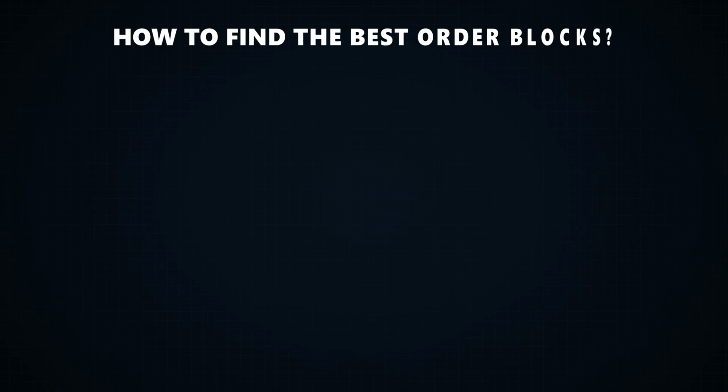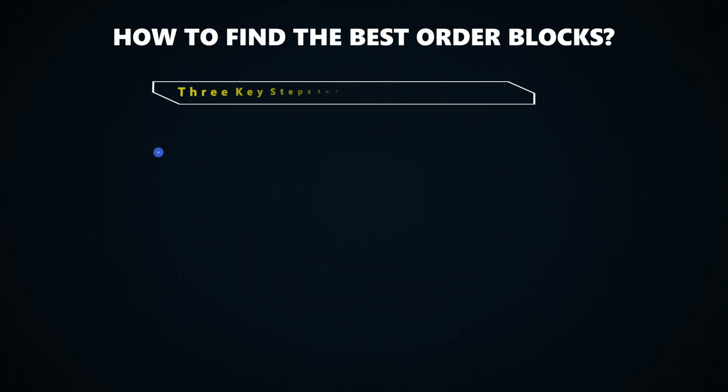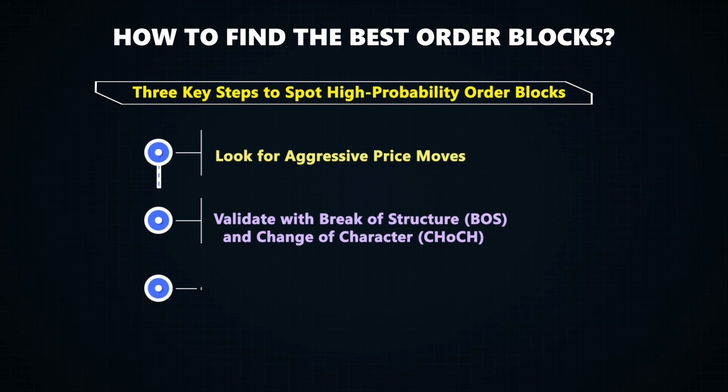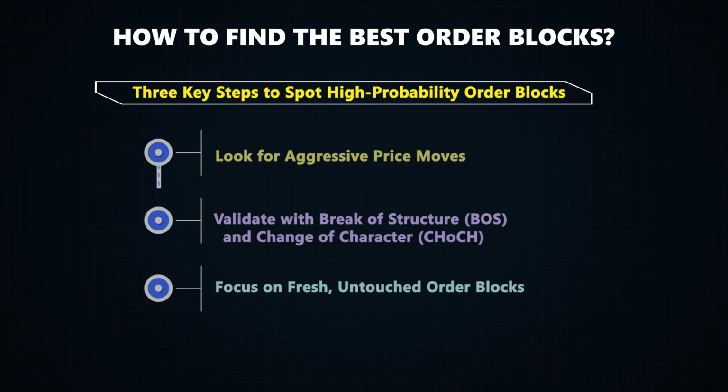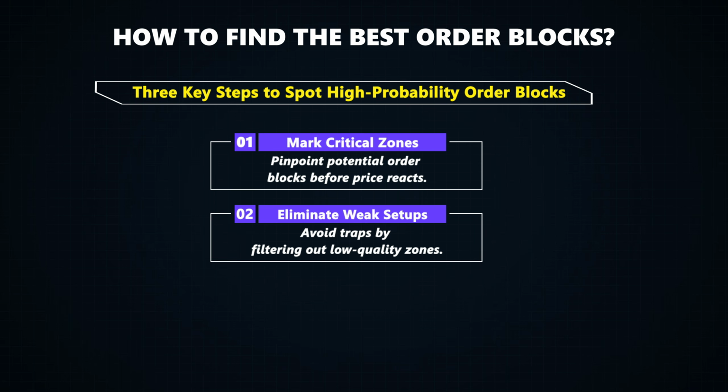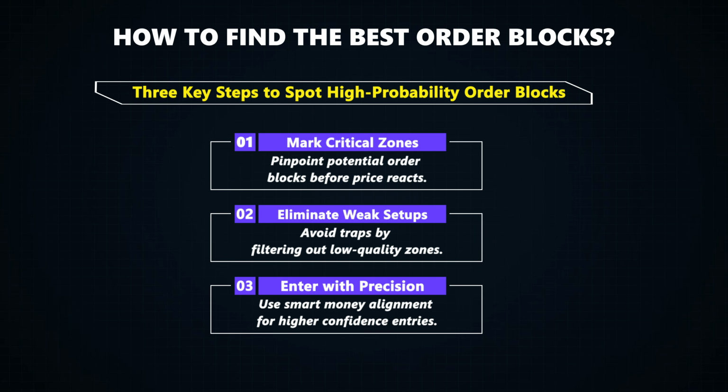Now, let's talk about how to find the best order blocks. There are 3 simple rules you can follow to identify high-probability order blocks. By sticking to these rules, you'll be able to spot key institutional zones before the price moves, avoid fake setups that trap most traders, enter with confidence, knowing you're aligned with smart money.